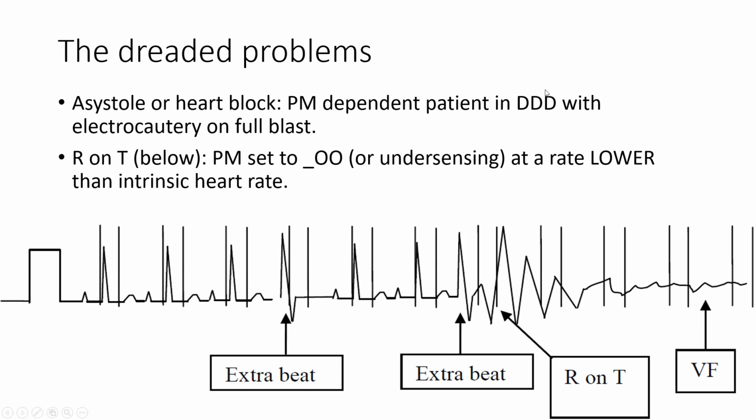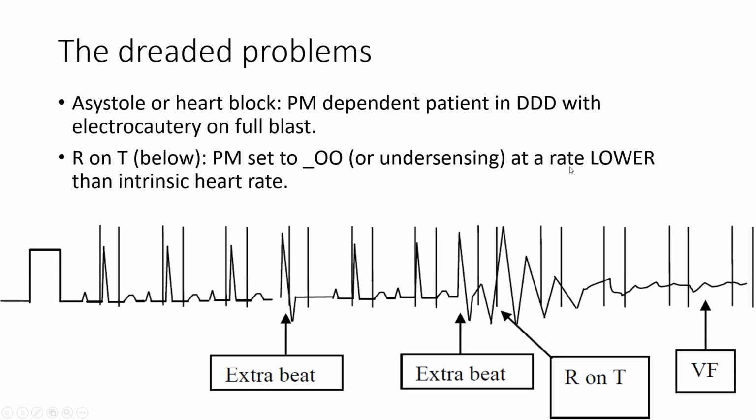They are set to a synchronous mode. So they're in a mode that is sensing. And something's happening that's causing oversensing, so like electrocautery. So oversensing, they're going to underpace, and you're going to get asystole or heart block. Or this R on T, like we mentioned, you have a pacer set to an undersensing mode or a not sensing mode, so blank OO.